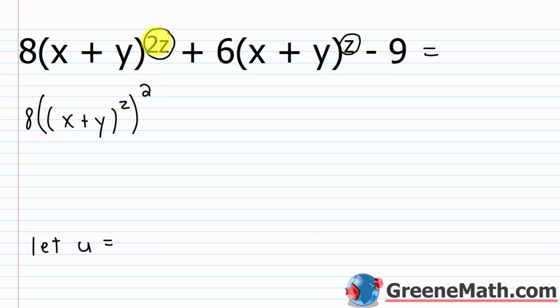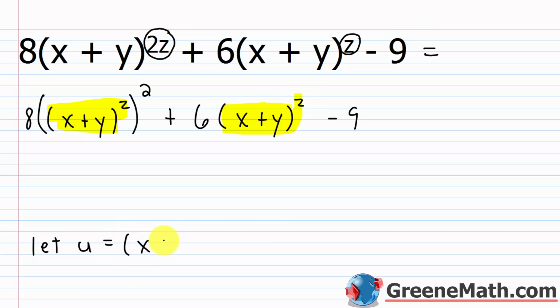Okay, so I haven't done anything illegal. Then plus, we have 6 times the quantity x plus y, raised to the power of z, and then minus 9. So I'm going to take this whole thing, the quantity x plus y raised to the power of z, and that's what I'm going to let my variable u be equal to.